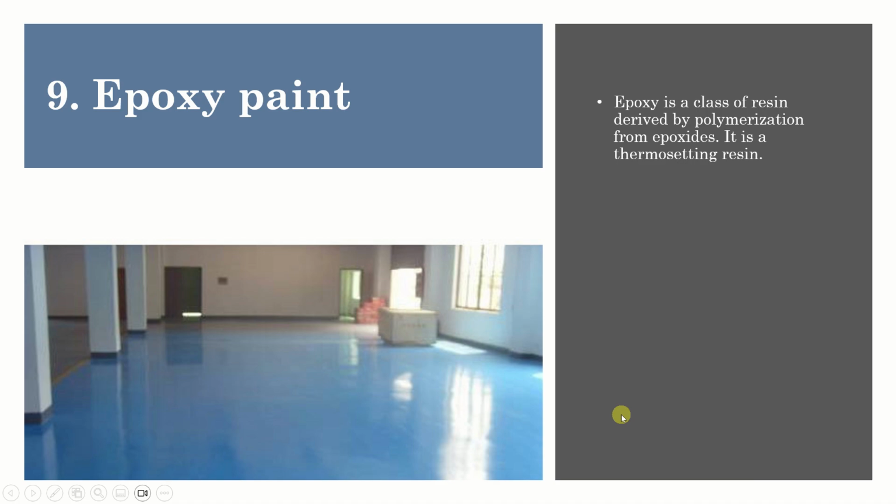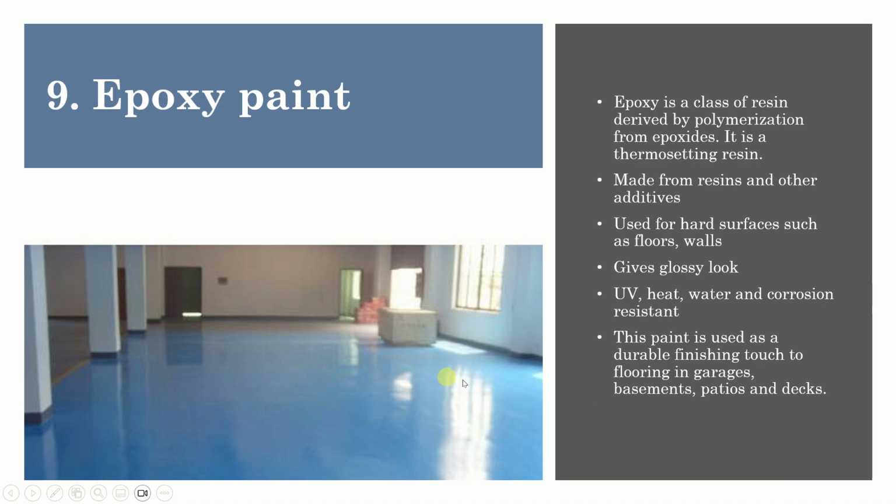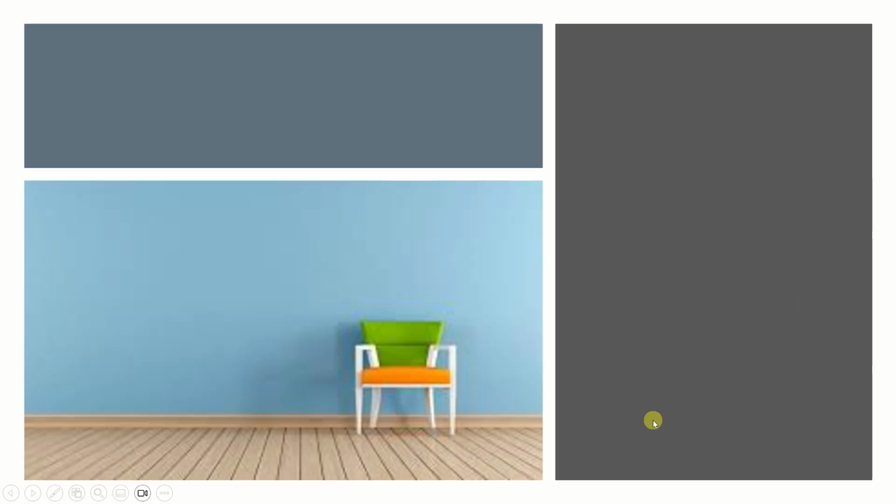Epoxy paint. If you see, epoxy is a class of resin derived by polymerization from epoxides. It is a thermosetting resin made from resins and other additives, used for hard surfaces such as floors and walls. It gives a glossy look. If you see this image, you can see it. It is UV, heat, water and corrosion resistant. This paint is used as a durable finishing touch to flooring in garages, basements, patios and decks.